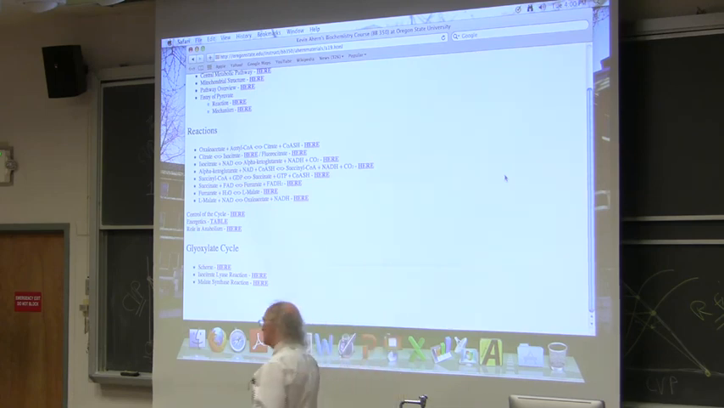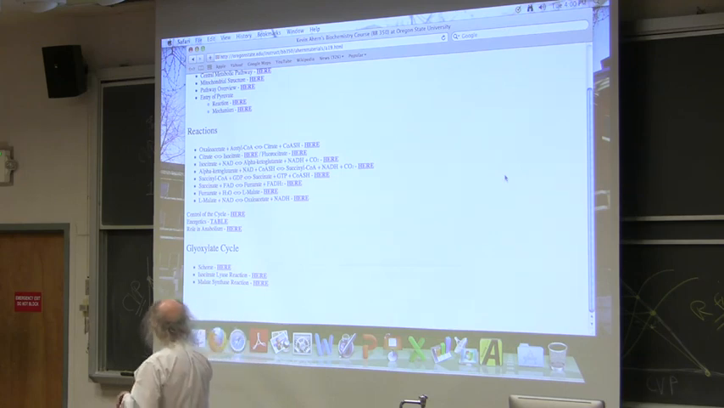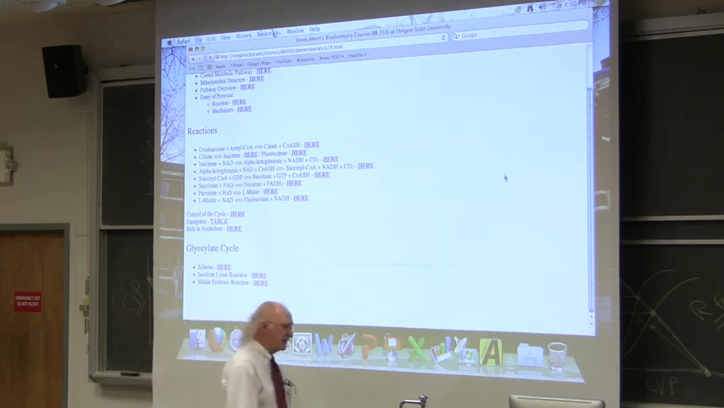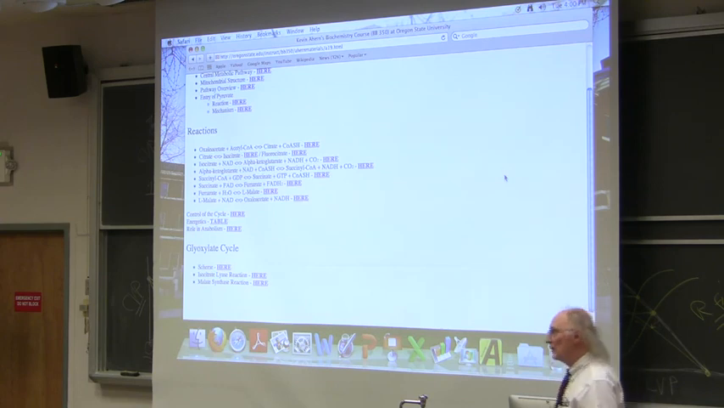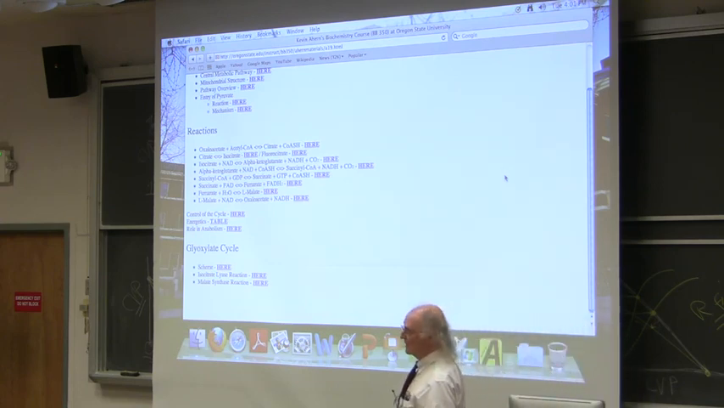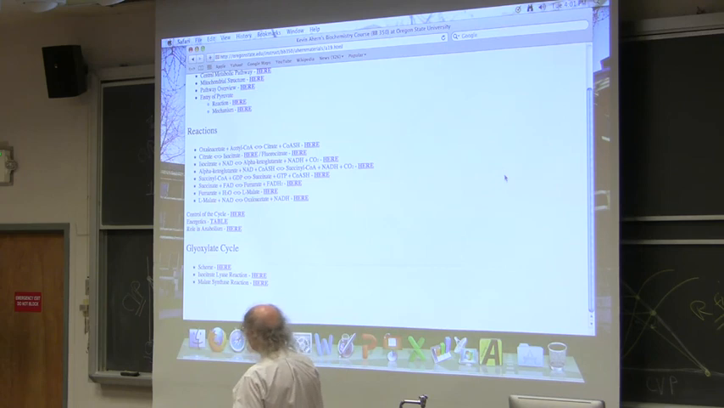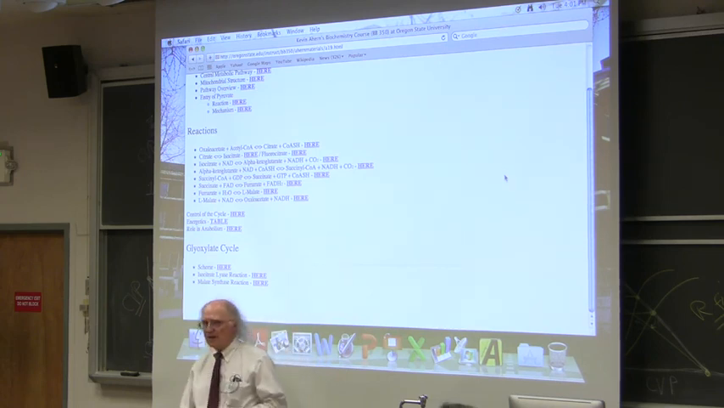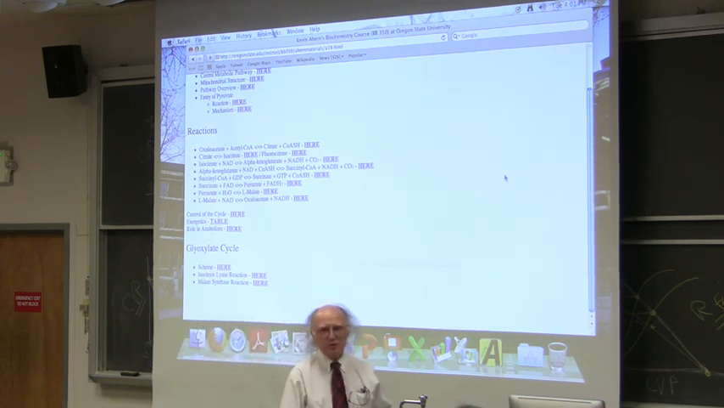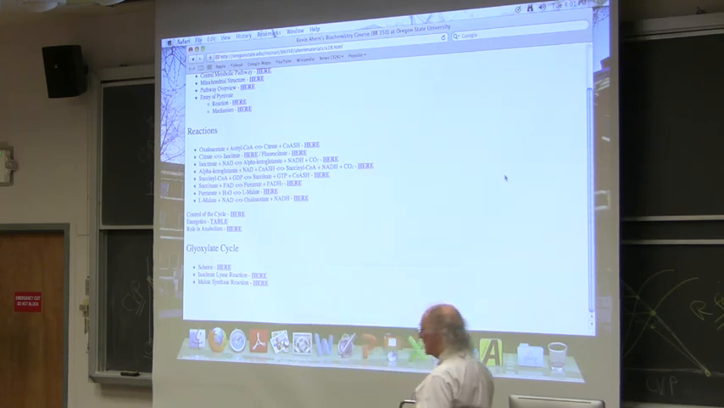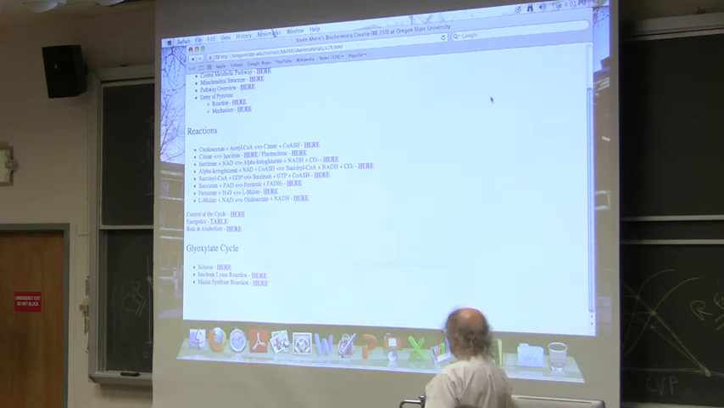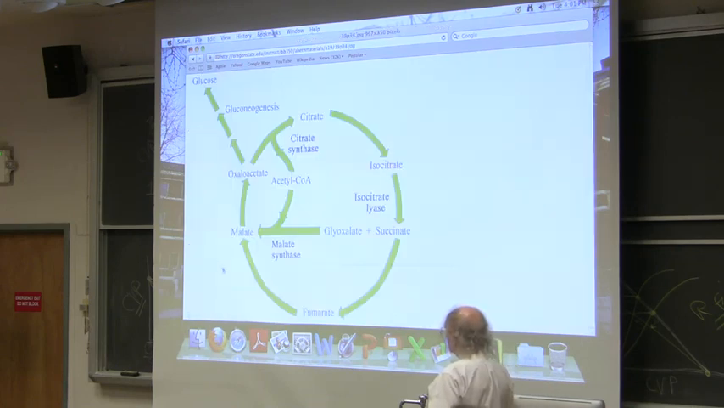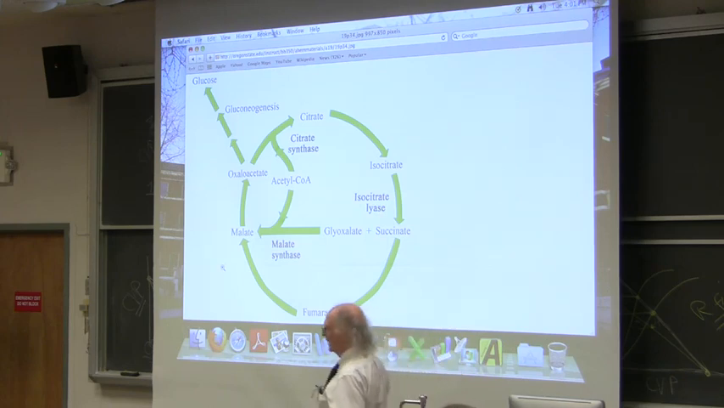Today I'm going to finish up this little section on the glyoxylate cycle. And then we'll turn our attention to electron transport and oxidative phosphorylation, which is where the vast majority of the energy is made in the cell. The glyoxylate cycle is very closely related to the citric acid cycle. It uses several of the enzymes of the citric acid cycle, but with some important differences, and I'll show you those. So let's take a look at the cycle first. This is sort of what it looks like.